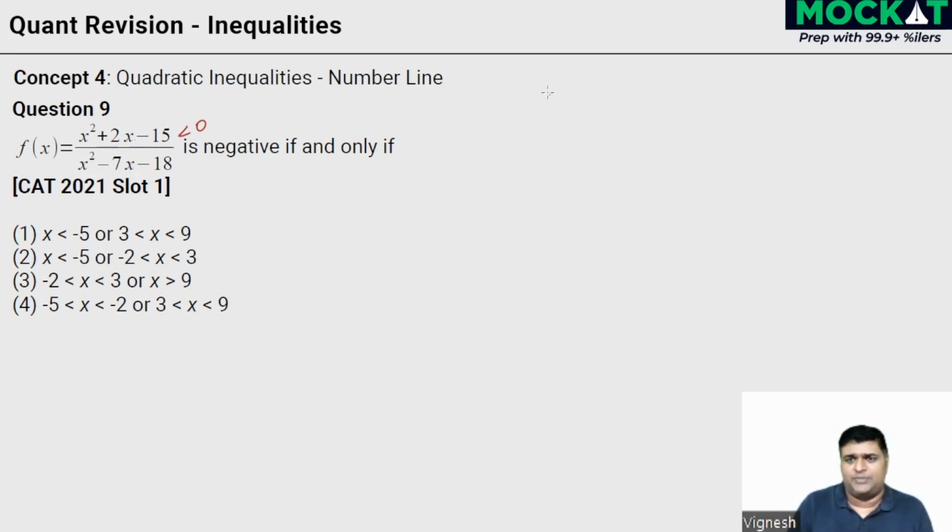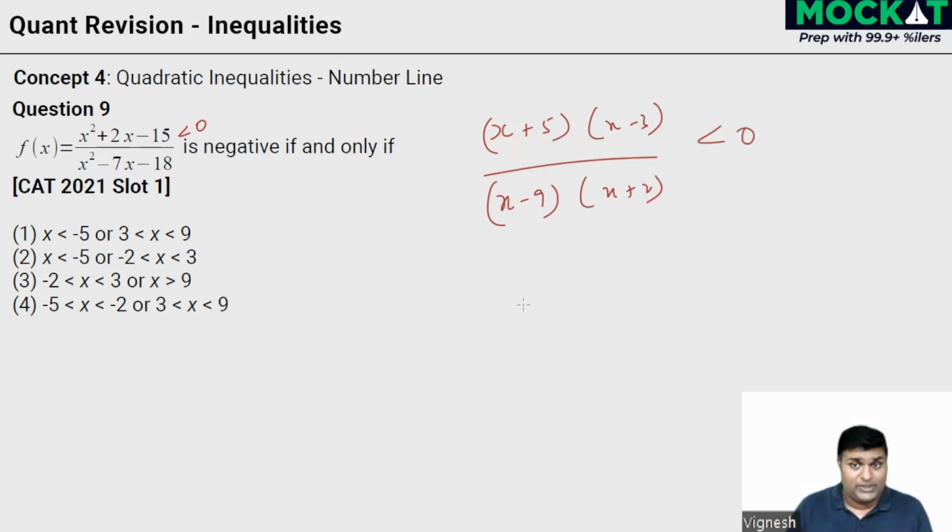x squared plus 2x minus 15. If you're quick with this, you'd be able to split it as 5 and minus 3, right? x plus 5 into x minus 3, right? And the denominator, I want a minus 18, so minus 9 and a plus 2, right? x minus 9 into x plus 2 is less than 0. Now with inequalities, it can also be division, right? Need not be only in the numerator, it can also be in the denominator. You can't throw it to the other side because we don't know whether it's positive or negative. You can't keep it as it is.